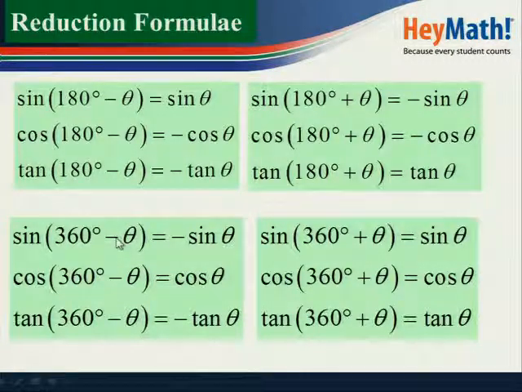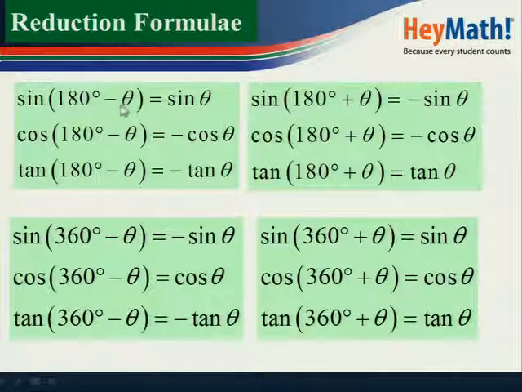360 minus theta, fourth quadrant. In the fourth quadrant, only cos will be positive. Sine and tangent will then be negative. Look, 180 degrees plus theta. Only tangent will be positive because according to the CAST diagram, in the third quadrant, tangent is positive. Cos and sine will then be negative.